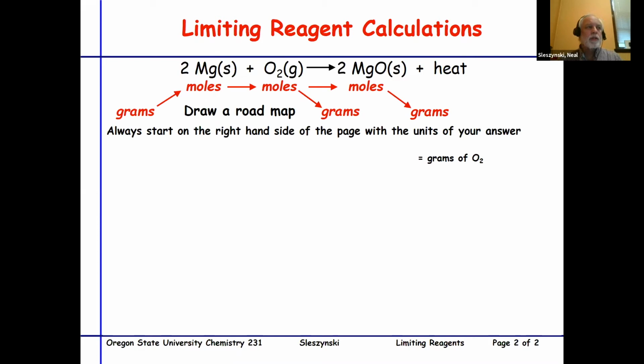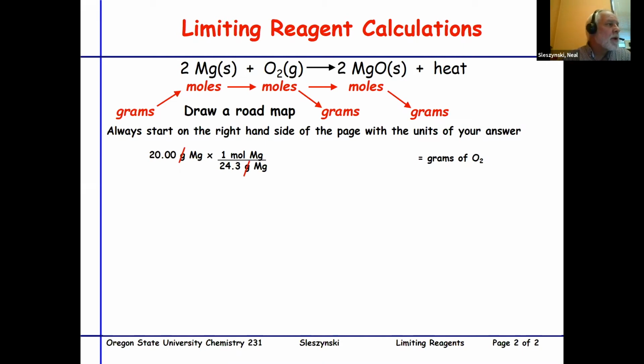As always, we're going to start on the right-hand side of the page with an equal sign and the units of the material that we need, which are grams of oxygen. Then we're going to start on the left-hand side with what we know. We know that we've got 20 grams of magnesium. Well, our roadmap tells us that we need to convert grams of magnesium into moles of magnesium. So we're going to multiply by 1 over the gram molecular weight of magnesium, making sure that we physically cancel out the units so that if we accidentally flip this conversion factor, we're going to catch it.